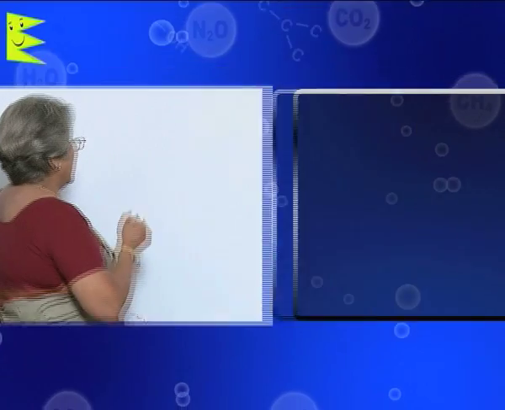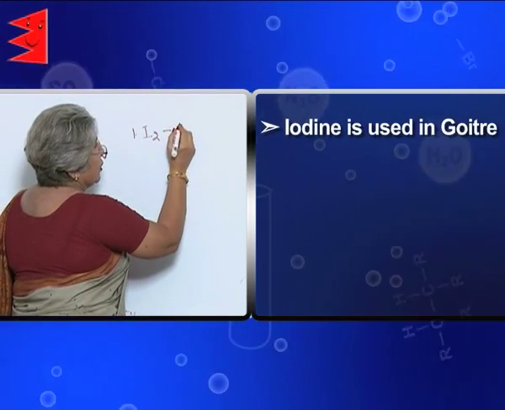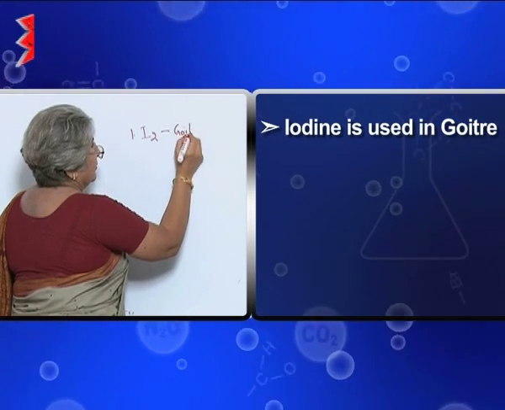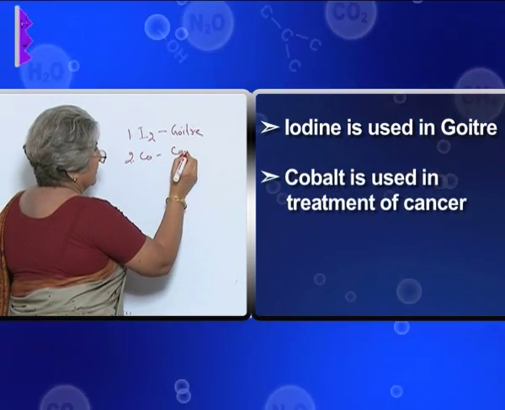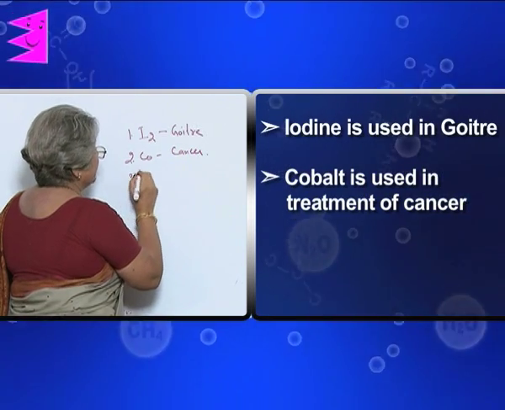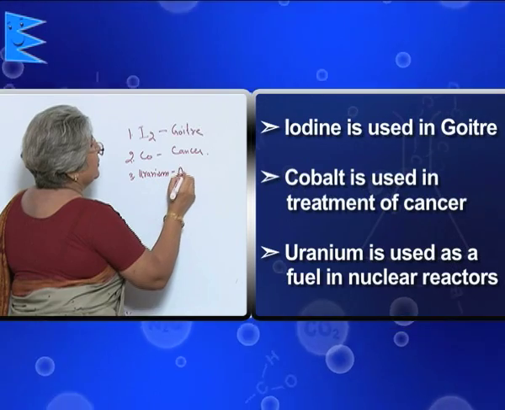Now, isotopes have really been utilized by human beings. First of all, iodine isotopes are used in goiter. Cobalt is used in cancer, and the isotopes of uranium are used as nuclear fuel.